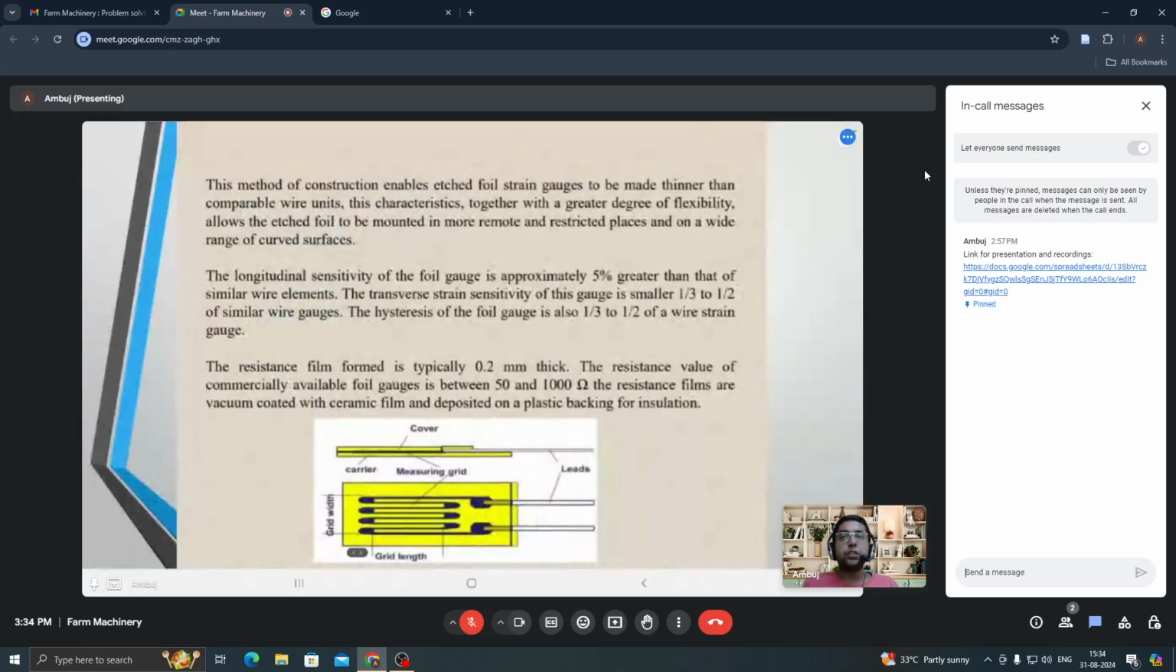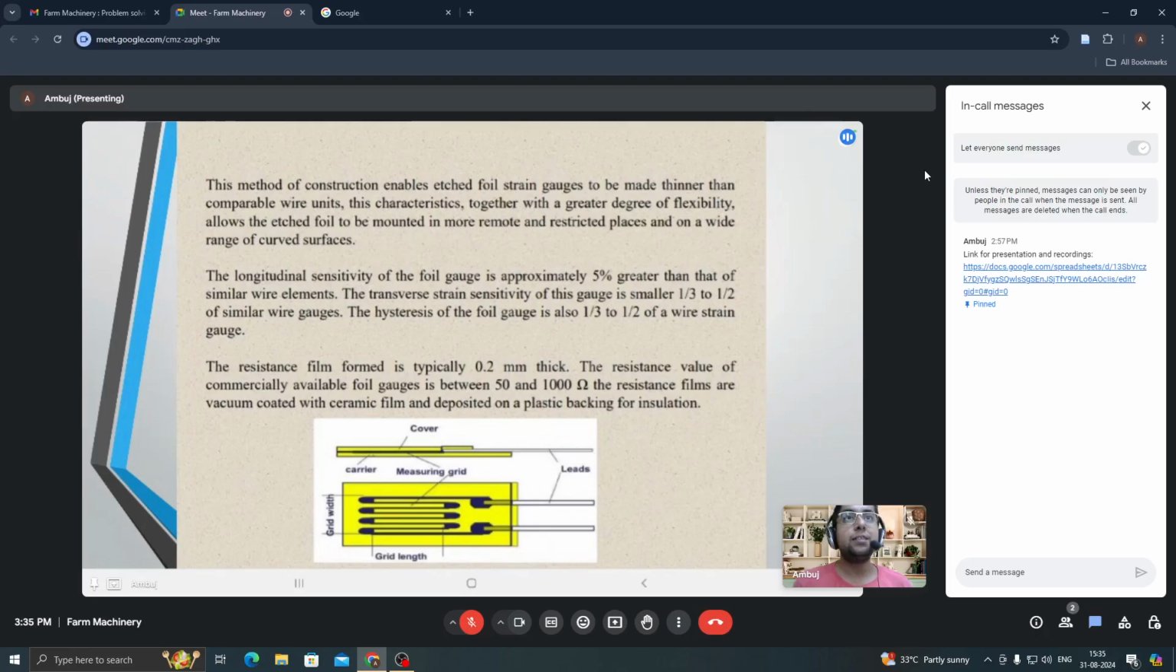This method of construction enables etched foil strain gauges to be made thinner than comparable wire units. This characteristic, together with the greater degree of flexibility, allows the etched foil to be mounted in more remote and restricted places on a wide range of curved surfaces. On a wide range of curved surfaces, you can generally mount this foil strain gauge, and you can sense the change in pressure and the change in temperature.